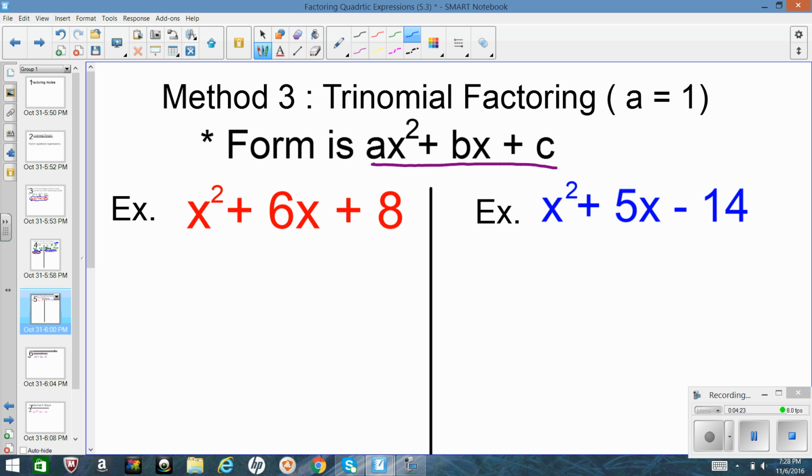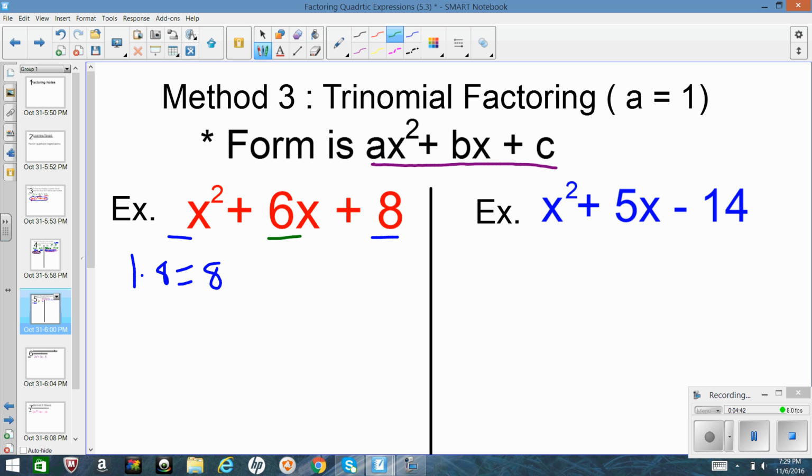So what I'm going to do is take the coefficient of the first term and multiply it by the coefficient of the last term. So 1 times 8, which would give me 8. And then I need to look at the coefficient of the middle term.